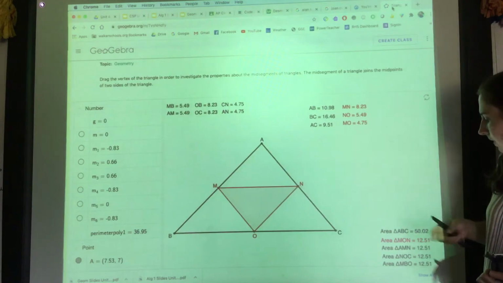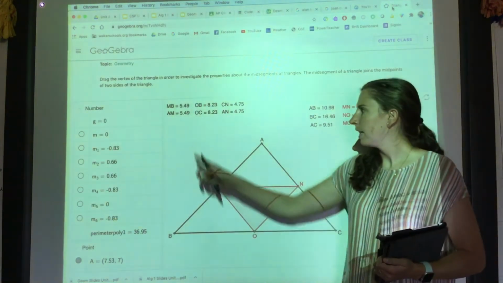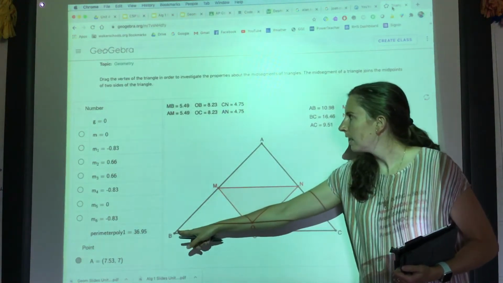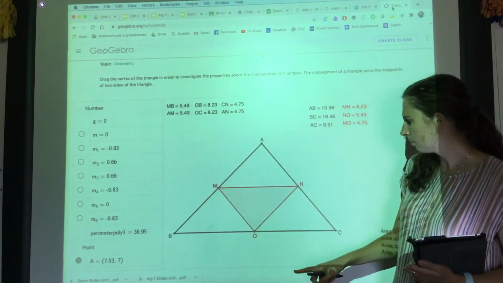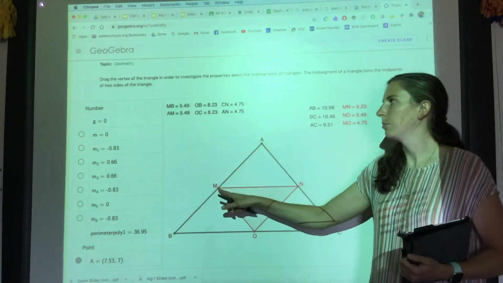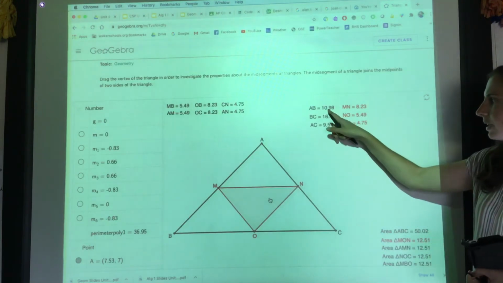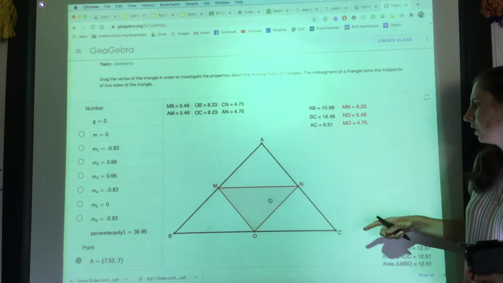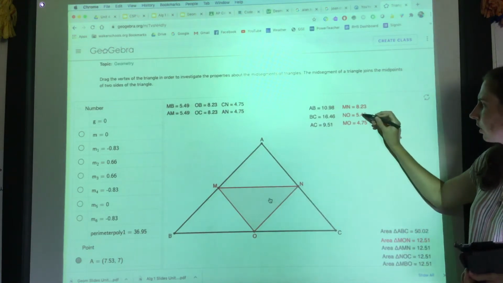Notice I have all their lengths here. So like if we compare MB to AM, where's AM? Oh, right here. Those are the same because this was a midsegment, so it cut it in half. Also, if we compare AB, which is this, to, where is its midsegment? NO, these are all out of order, so sorry.